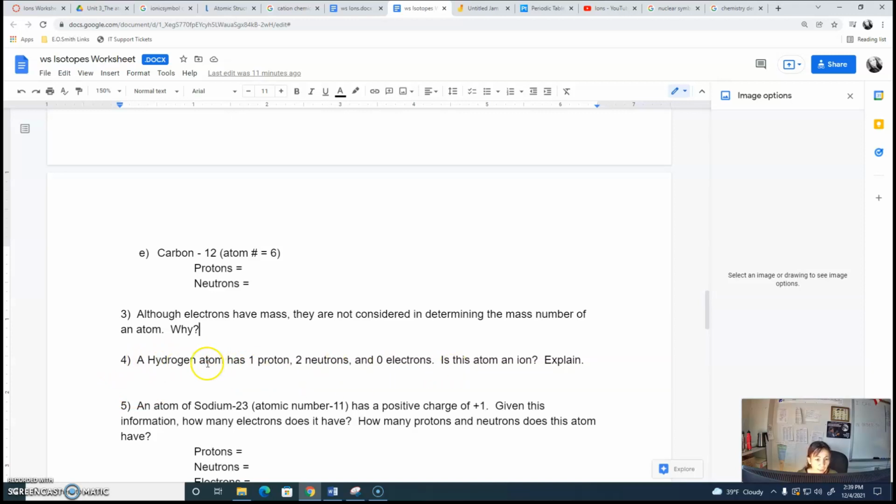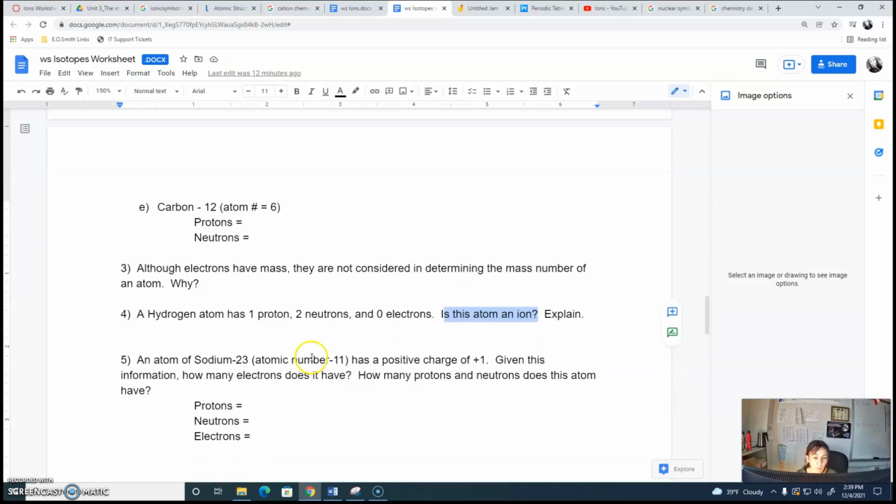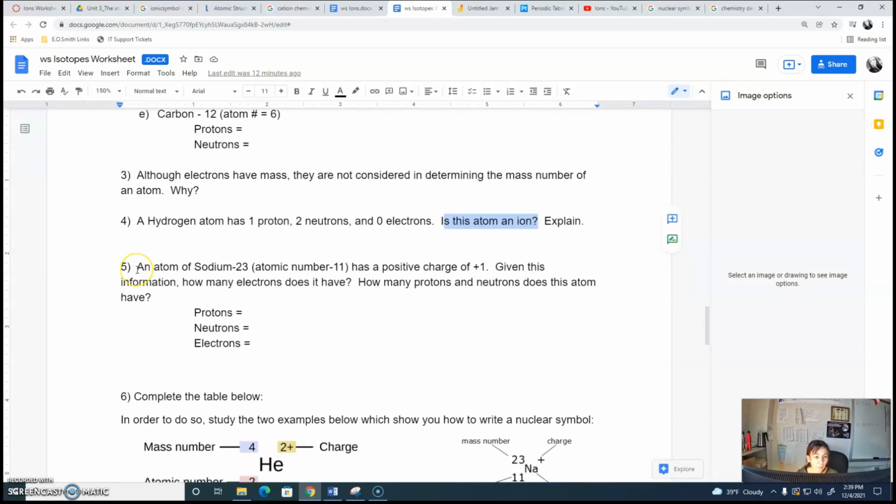Question number 4: a hydrogen atom has 1 proton, 2 neutrons, and 0 electrons. Is this atom an ion? So going back to ions, which I made a video for, feel free to watch that. Based on that video and the worksheet that you did on ions, you should be able to answer this question. Let's go to number 5.